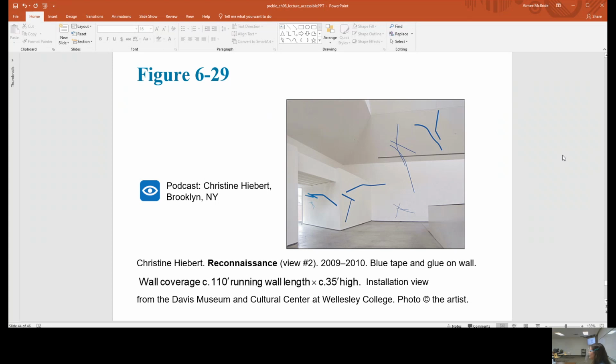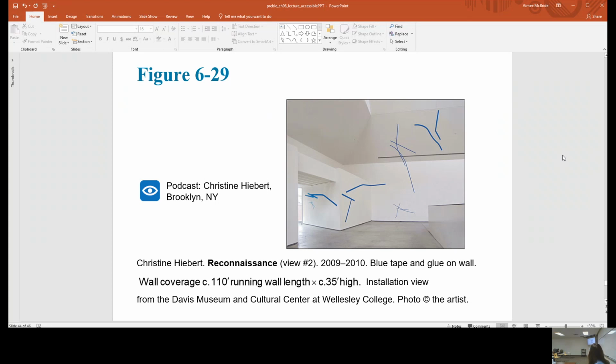Drawing today has evolved quite a bit into using odd things. In fact, artists try to push the boundaries as far as what they can do differently that hasn't been done before. So here we see Christine Hebert and her example of drawing, which doesn't use any of the things that we've talked about today. It used painter's tape.